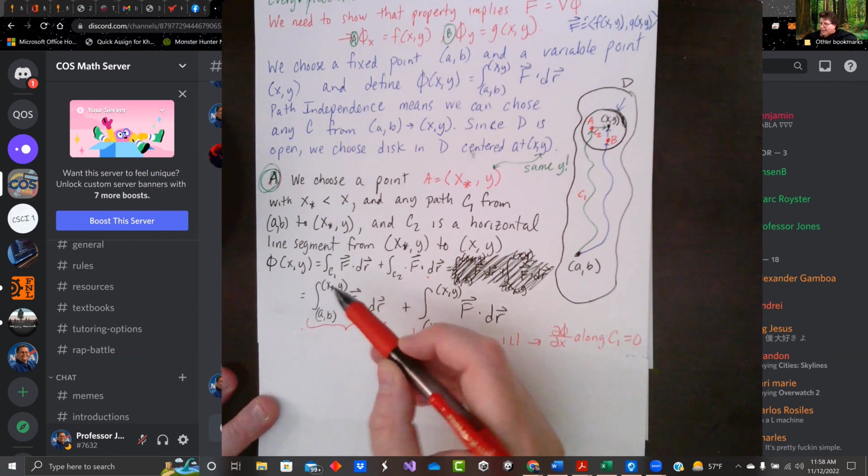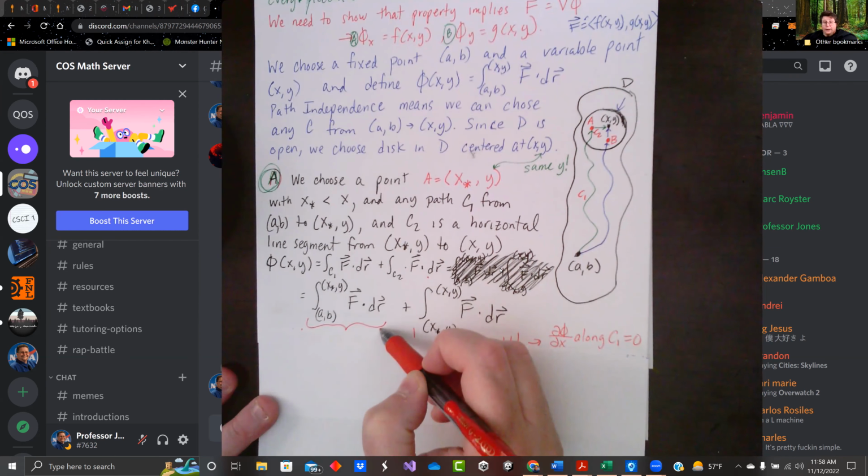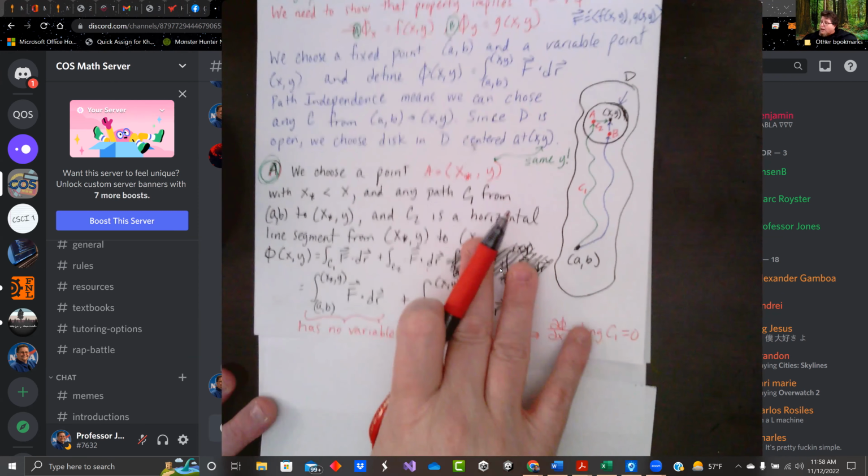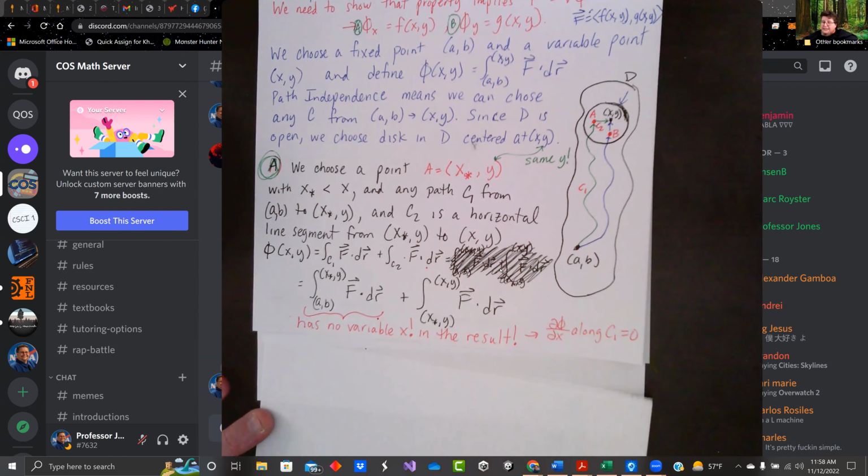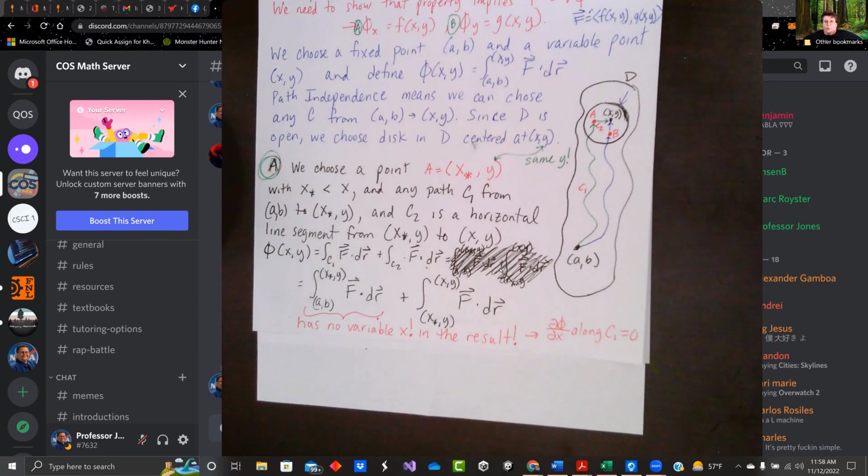So when this whole thing is evaluated, there are no X's in it. There's only Y's. This will be some function of Y. And since it's not a function of X, when we take the partial derivative with respect to X, this integral is going to go to zero. That's important. We're going to do that on the next page.